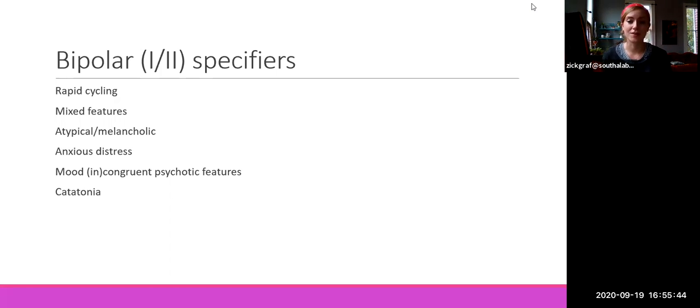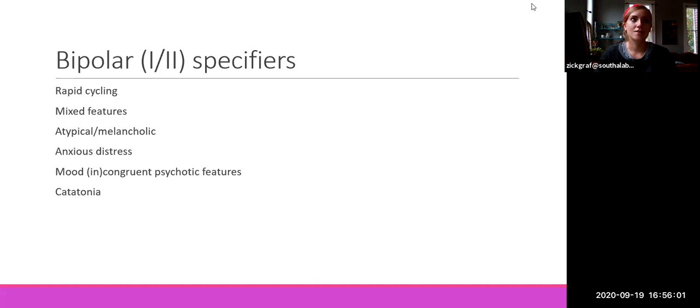So they have all the features of a manic episode, but they also have a couple features of a depressive episode. Not necessarily enough that they would meet full criteria for depression. They don't necessarily have 5 out of 9 symptoms, but they have some depression symptoms. They have both lots and lots of energy, but also they feel really bad about themselves. They also might be suicidal.